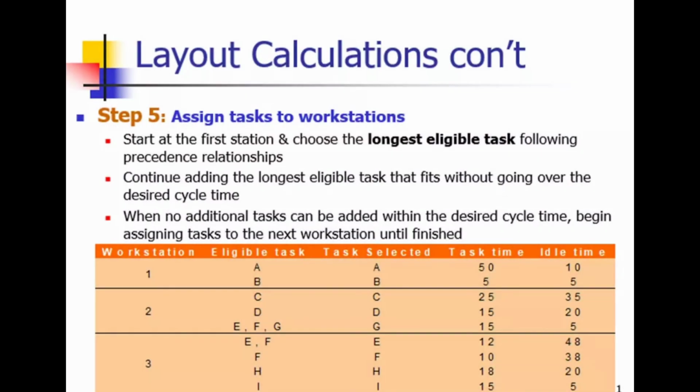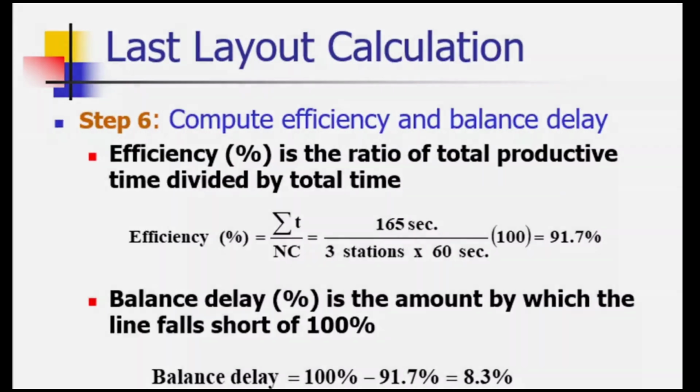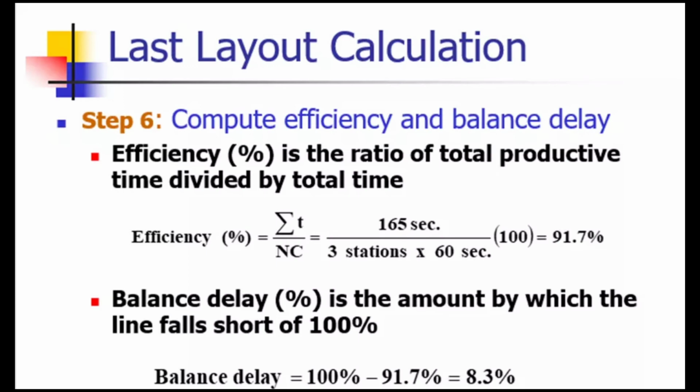Step 5. Assign tasks to workstations. Start at the first station and choose the longest eligible task following precedence relationships. Continue adding the longest eligible task that fits without going over the desired cycle time. When no additional task can be added within the desired cycle time, begin assigning tasks to the next workstation until finished. Step 6. Compute efficiency and balance delay.